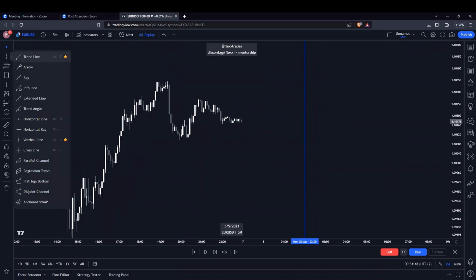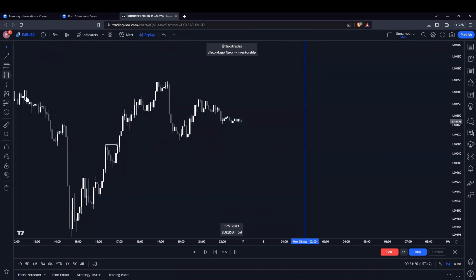So what do I see? We have this break of structure right here. We have a demand zone left behind.